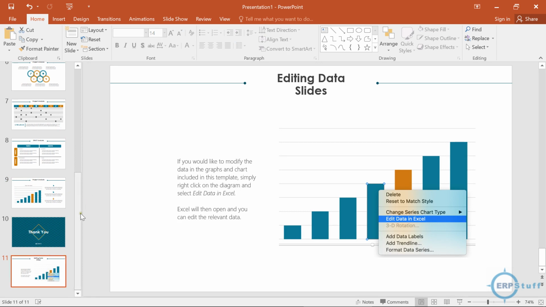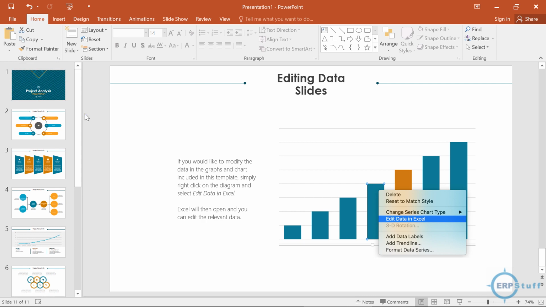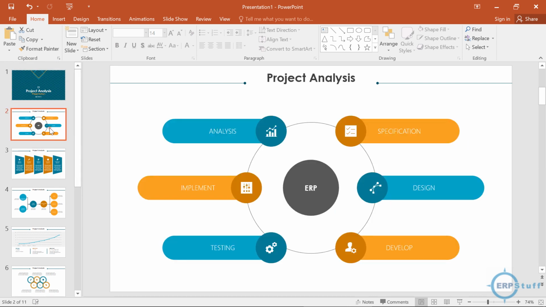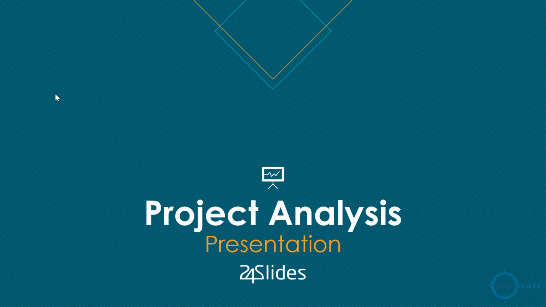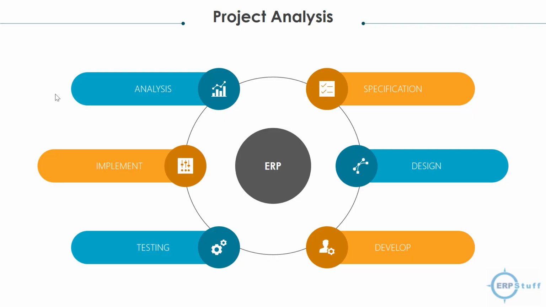Now, before moving to another template, let me show you how this works. Let me run it. To run a presentation, you have to press F5. Let's say I click the spacebar. If you see here, this whole screen came at once. Ideally, it shouldn't be like that. I want first analysis to appear, then specification, implement, design, testing, develop, maybe in a different sequence, but I just want to have a sequence.